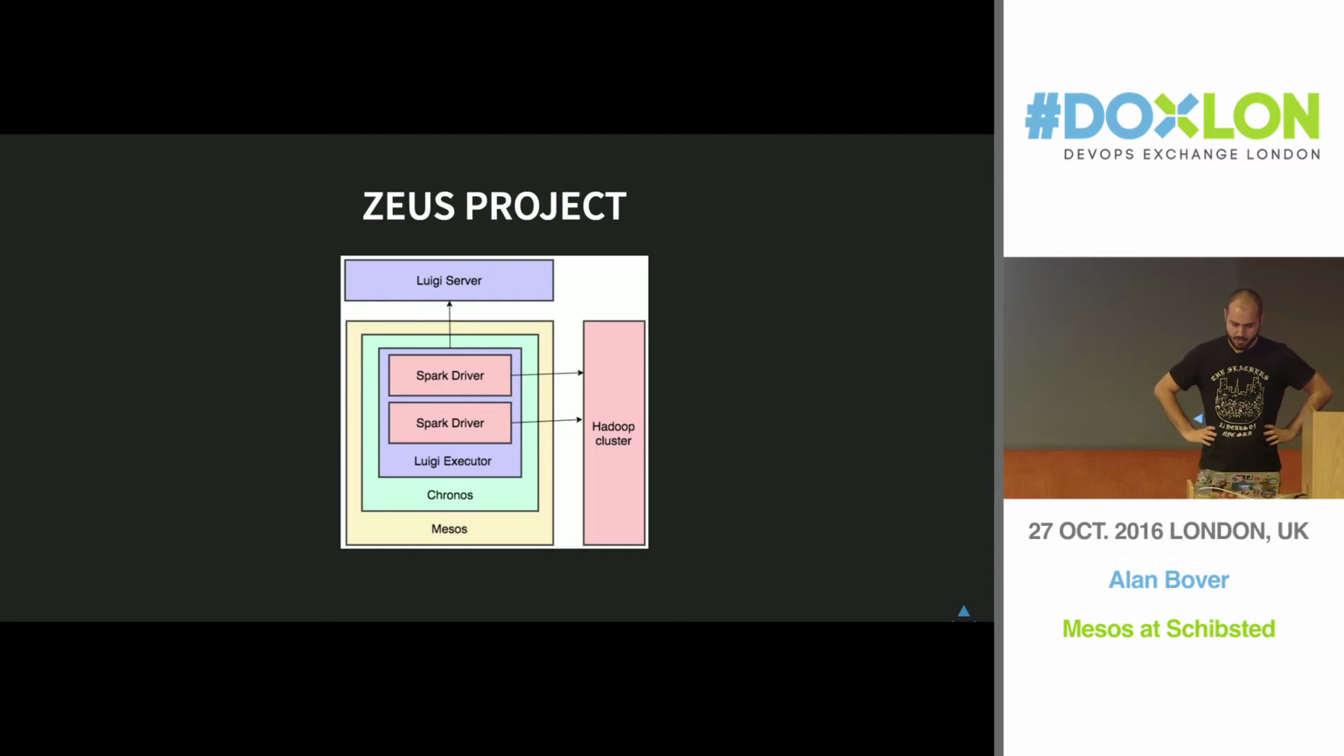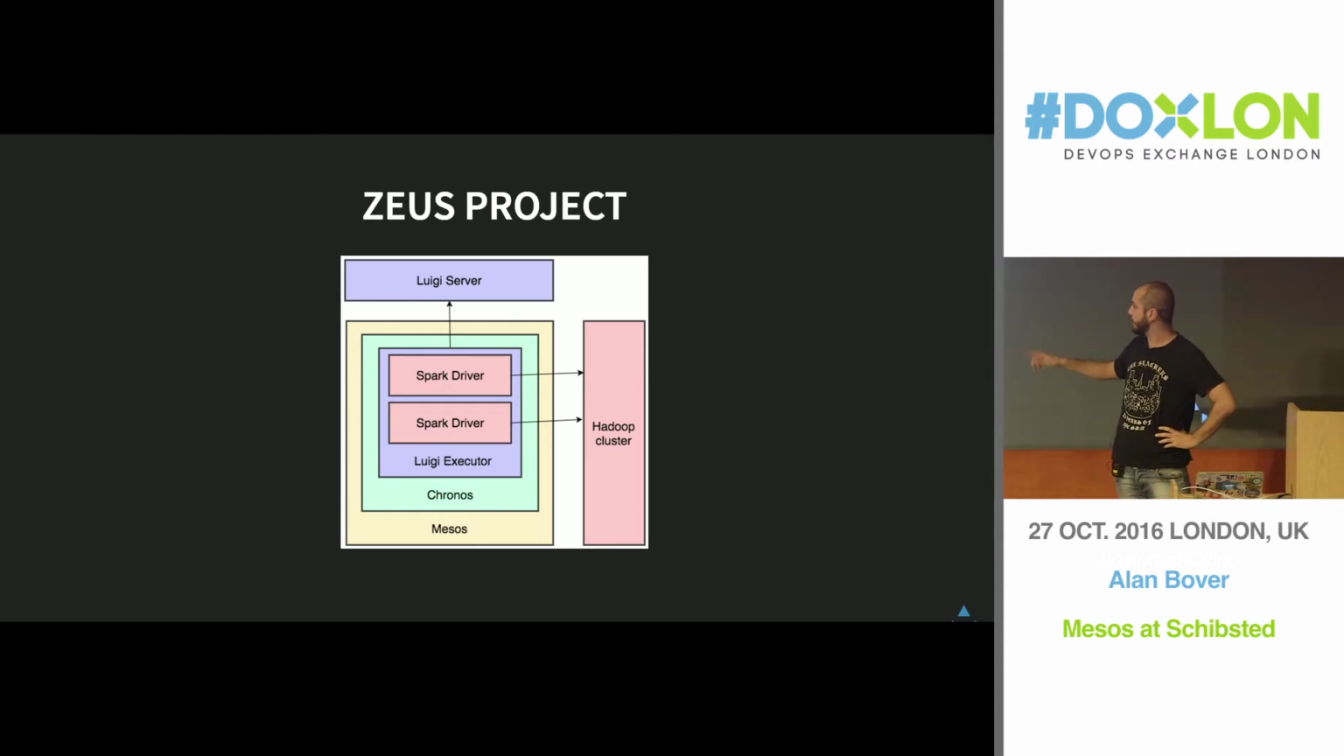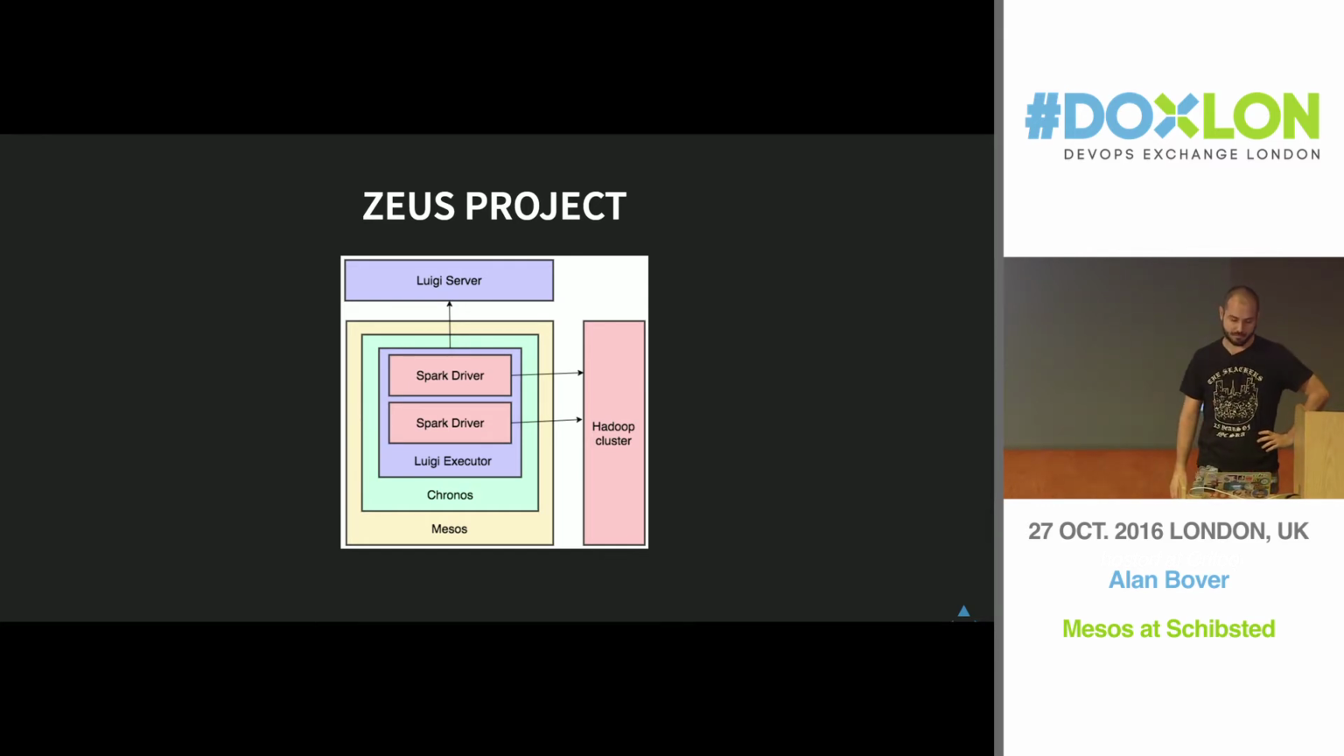Just to give one number, at peak time we are generating 250 gigabytes of data. We run quite a lot of jobs, and we have quite a big cluster. Luigi will run a lot of Spark drivers, and those Spark drivers will execute the jobs against a Hadoop cluster that we have.